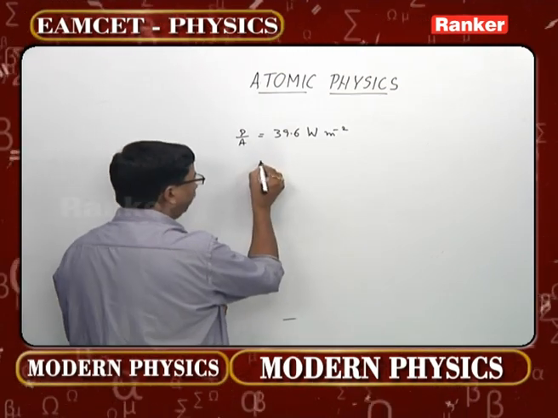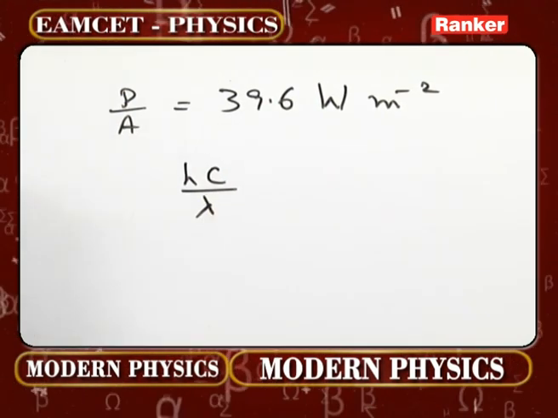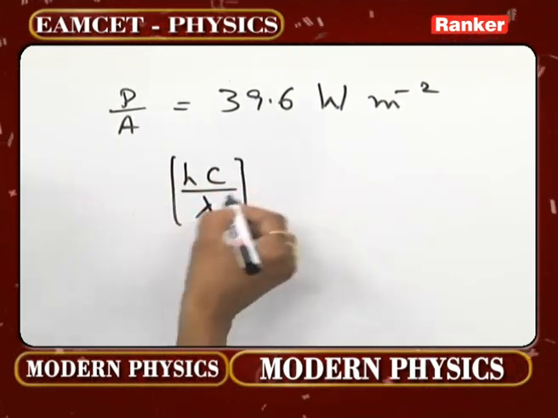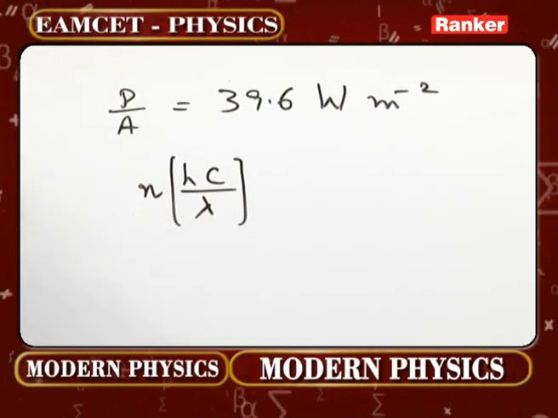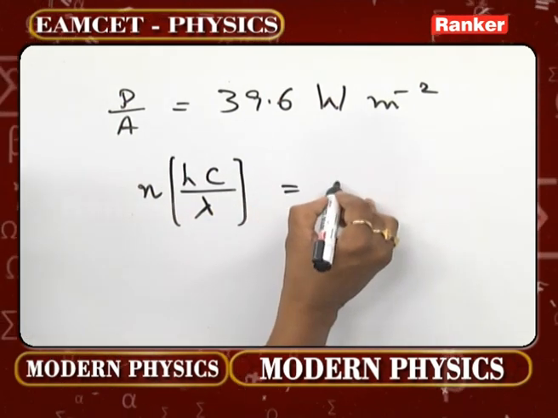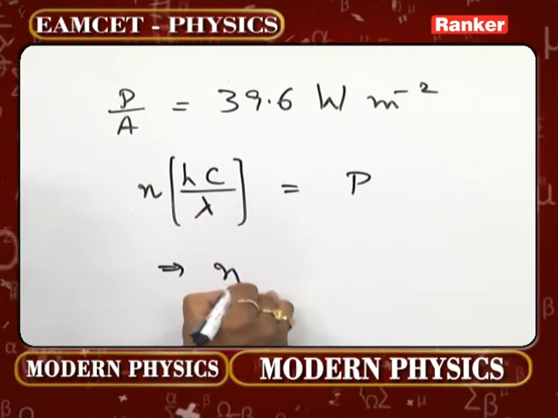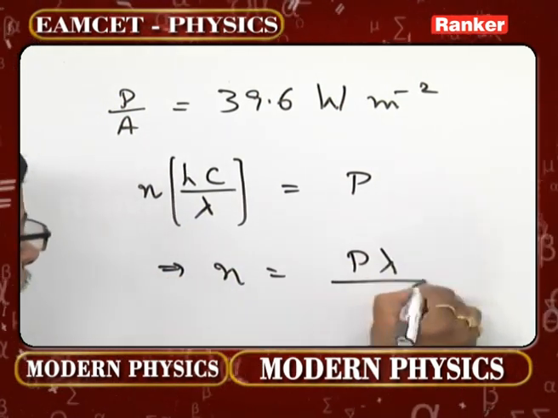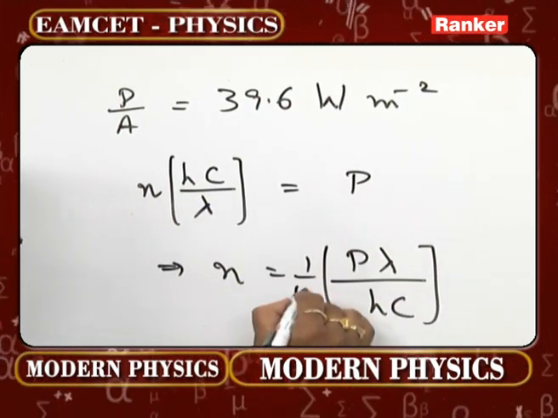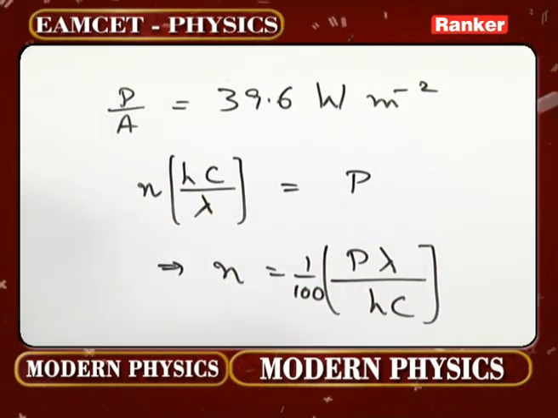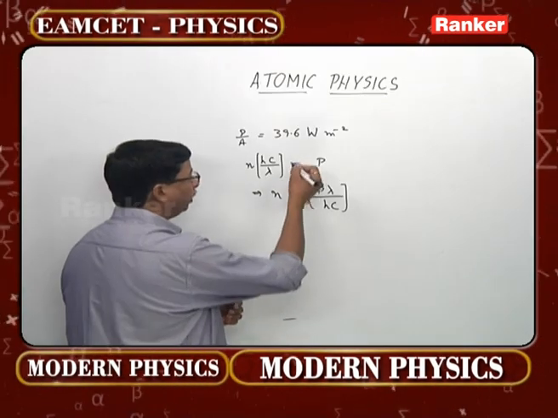Now, this can be written directly this way, hc by lambda. For each photon it is hc by lambda. Let us say n photons we shall take up. N times hc by lambda must now be equal to this value of p. So what will be n now? N must be p into lambda by hc, but only 1% is going to be emitted in terms of photoelectrons. So what you have to write? 1% means 1 by 100. What is p given?